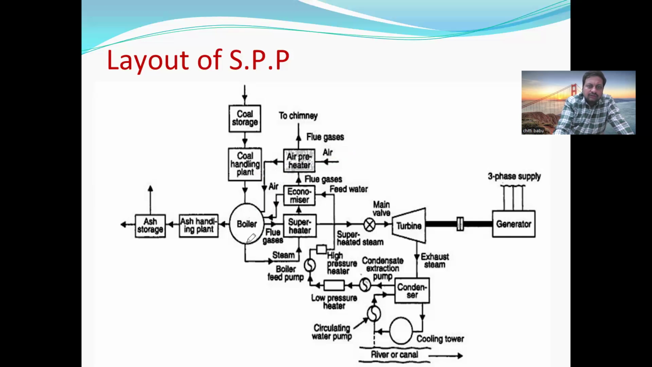So the steam will be flowing like this, to the superheater and turbine. Later we'll see. So whatever hot flue gases, whatever heat will be there, that heat also will be given to the superheater. Flue gases will be passing through like this. These flue gases will be like this.